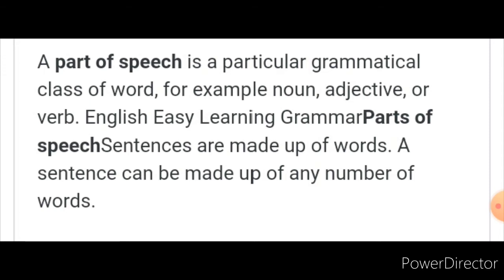A part of speech is a particular grammatical class of word, a group of words. In the group of words, there are so many things. It may be a noun, adjective or verb. A sentence carries like this. So this is known as part of speech. A particular grammatical class of word, a group of words with noun or adjective or verb, is known as part of speech.